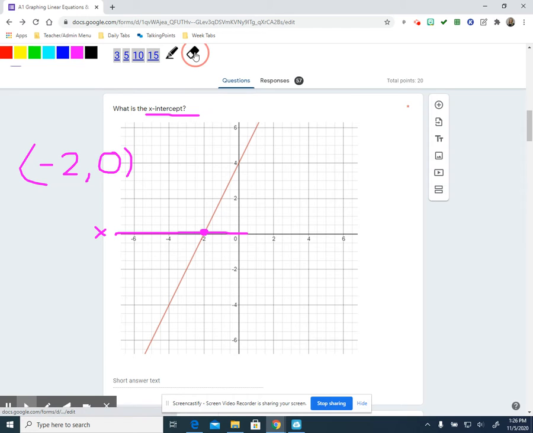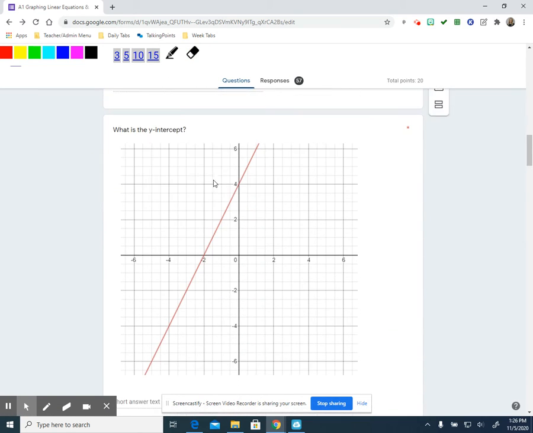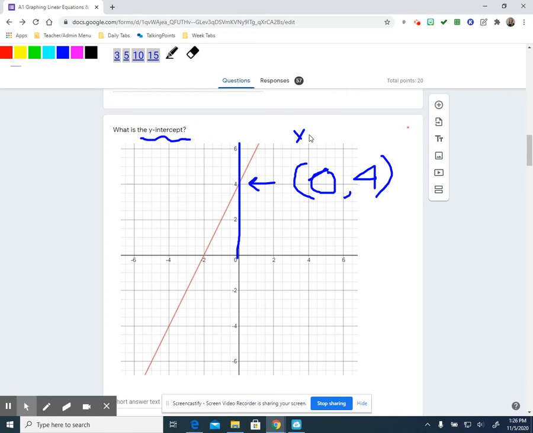Let's continue on. The next question asks for a y-intercept, so this will be similar, but now we need to look at the y-intercept and see where it crosses the y-axis. Take a look. It crosses at the 4. So this is going to be 0, 4. Once again, the y-intercept is when x is equal to 0. We can continue on.